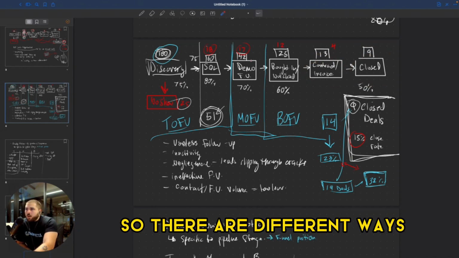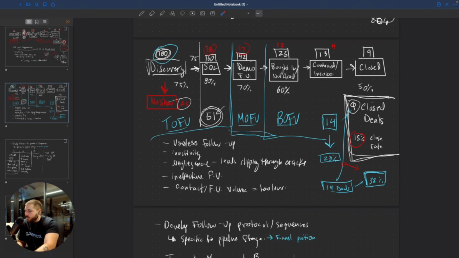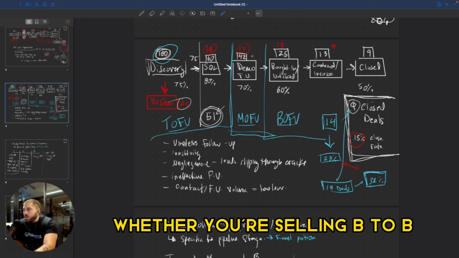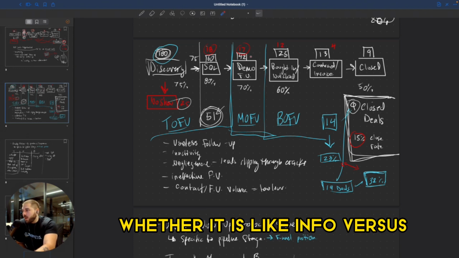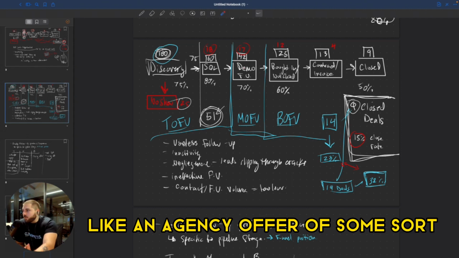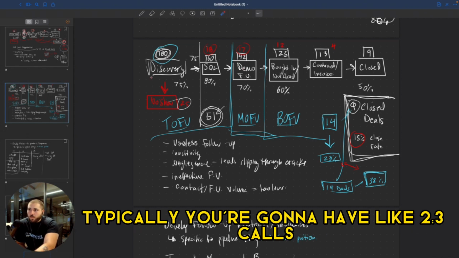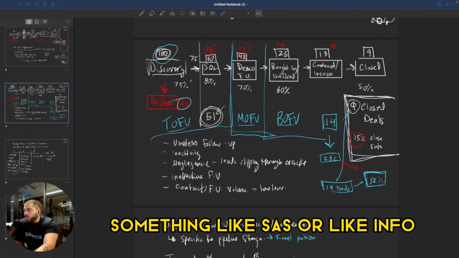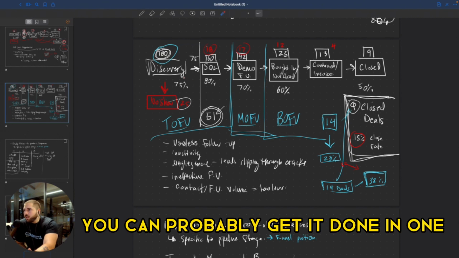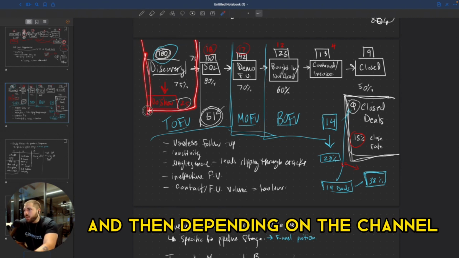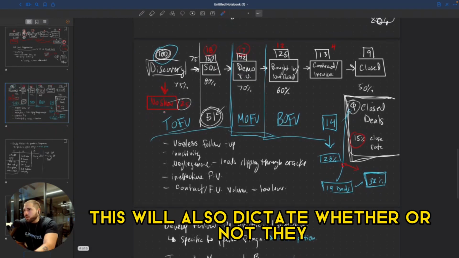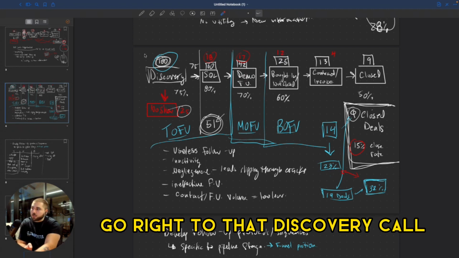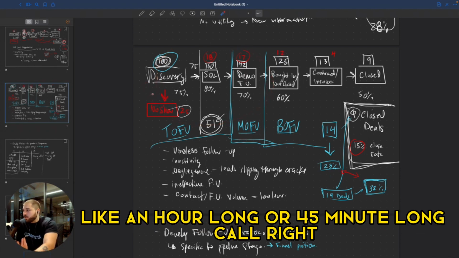There are different ways that you would set up your pipeline, depending on a few things: whether you're selling B2C or B2B, whether it is info versus SaaS versus a service, an agency offer of some sort, or a B2B service. Typically you're going to have 2 to 3 calls to get that closed, depending on the scope. Something like SaaS or info, you can probably get it done in 1. And depending on the marketing channel, this will also dictate whether they go right to that discovery call, or you book them in for an hour-long or 45-minute call.